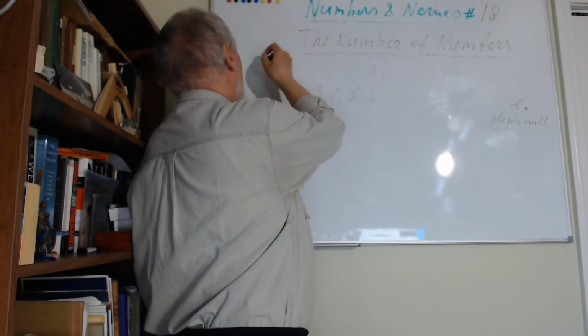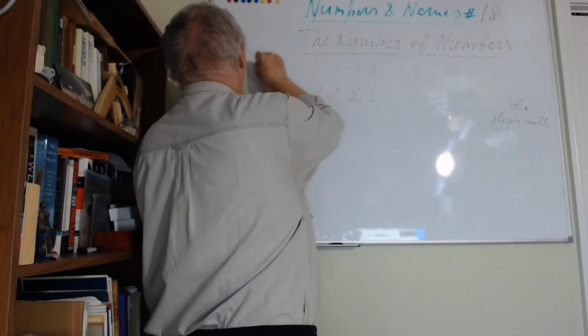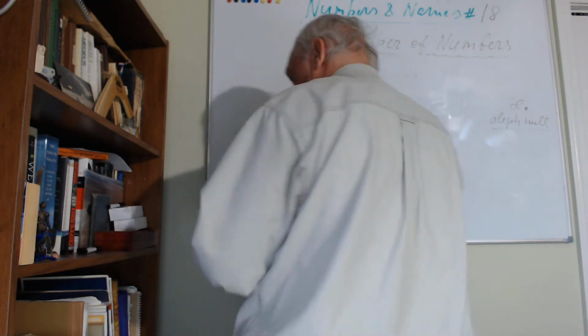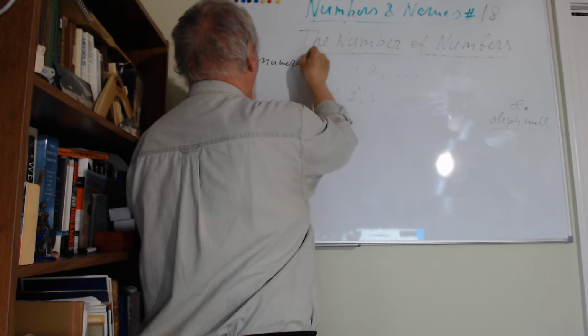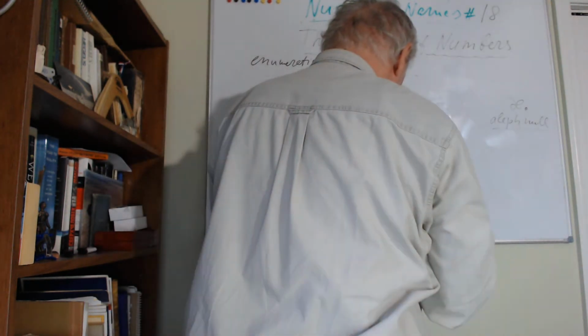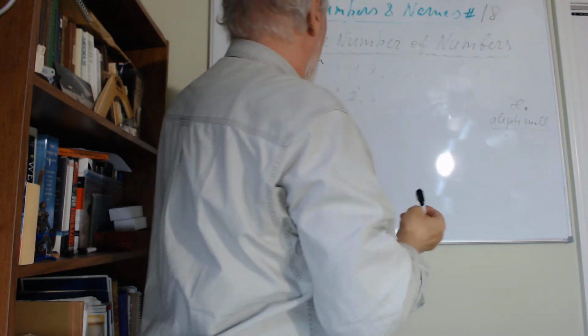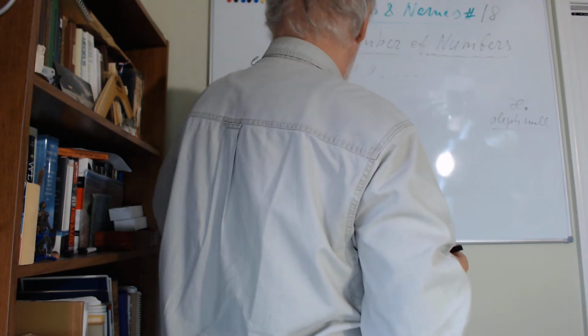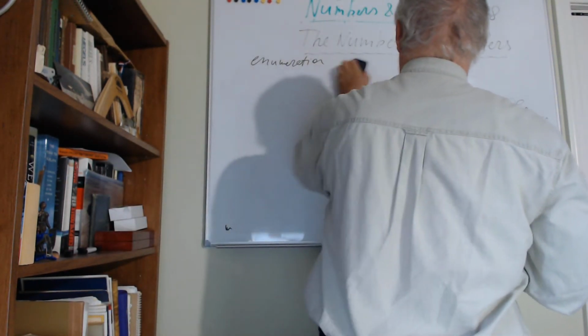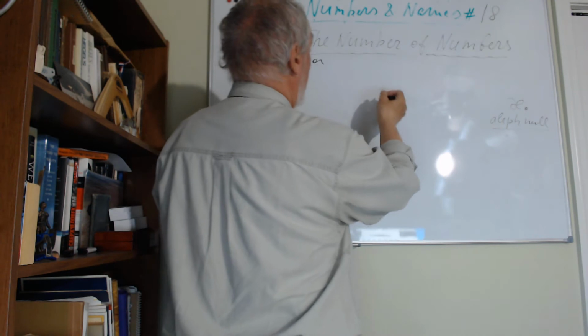This process is called counting or enumeration. Here are the labels: 1, 2, 3, and the same amount, Aleph Null. So again, it looks like the same amount. Infinite, but the same amount.